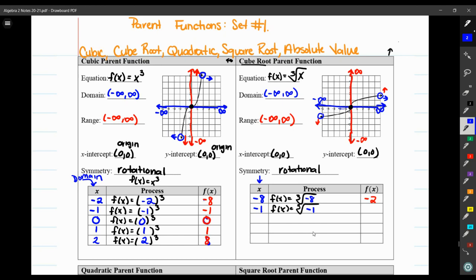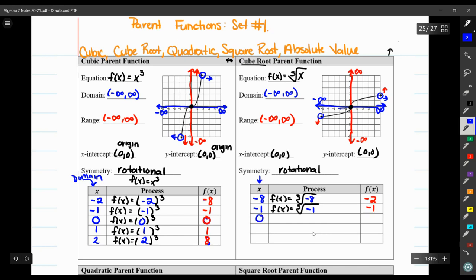So the cube root of -1, well, let's see, what times itself 3 times makes -1? -1 times -1 times -1. So the output is a -1. The cube root of -1 undoes itself into a -1.